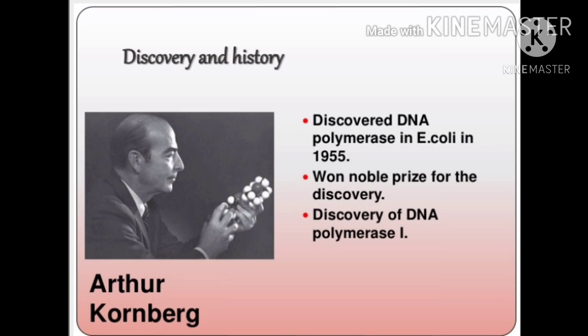The actual DNA polymerase enzyme discovered by him was DNA polymerase I. Okay, and he got the Nobel Prize for this great discovery. Okay, what is the function of DNA polymerase mainly? It adds deoxyribonucleotides, thereby causing the polymerization of the nucleotide chain.